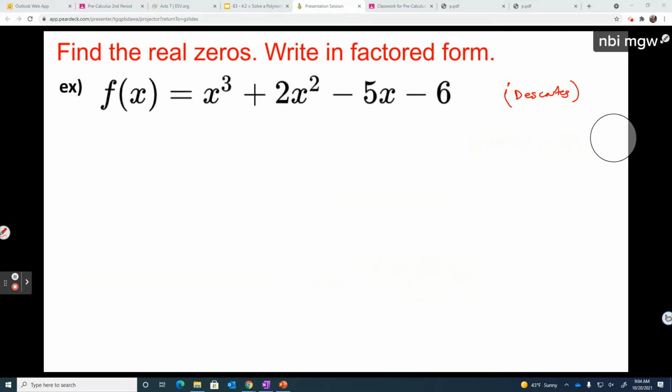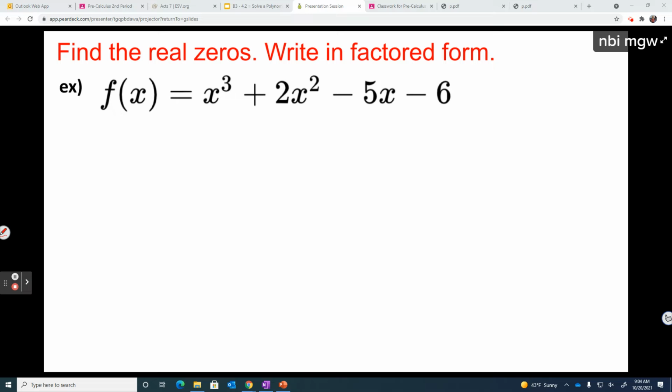Alright, so let's see if we can do this. There's a lot happening in one problem, pretty much everything we learned last week. We're going to find the real zeros of this, and then we're going to try to write it in what we'll call factor form. Remember when we did that Desmos activity, we wrote it in factor form, like all the different x plus 2, x minus 5.